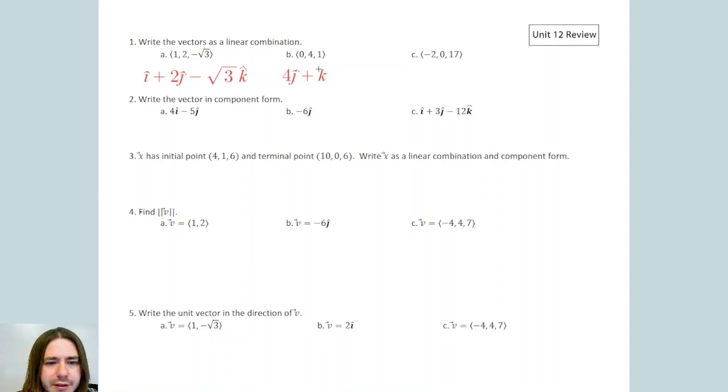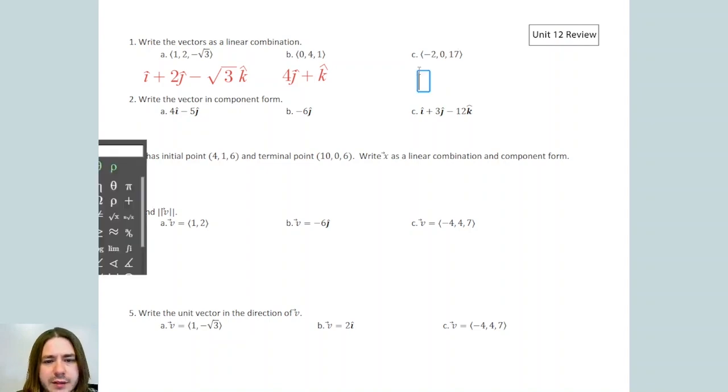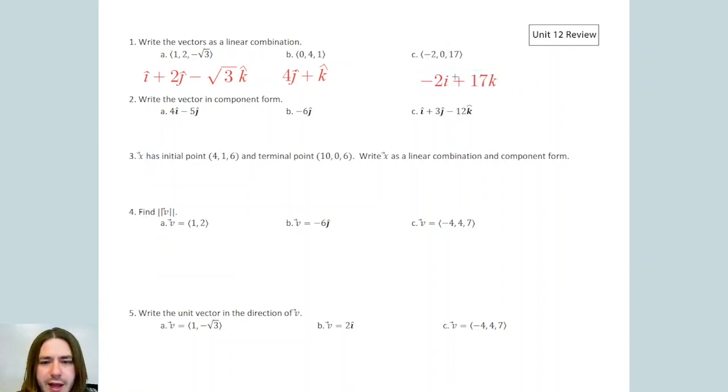Let's put the little hats on there. Okay, C, we've got negative 2i plus 0j plus 17k. Again, the 0 term is just going to go away. And then I'm going to rewrite the i and the k to have these little party hats on.